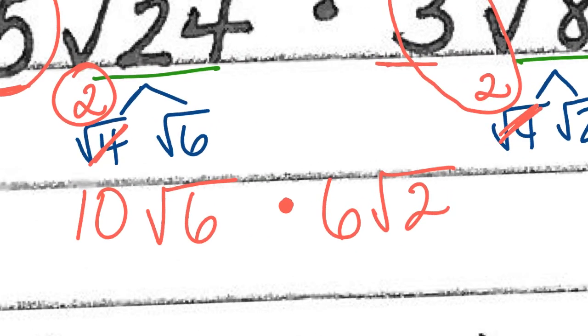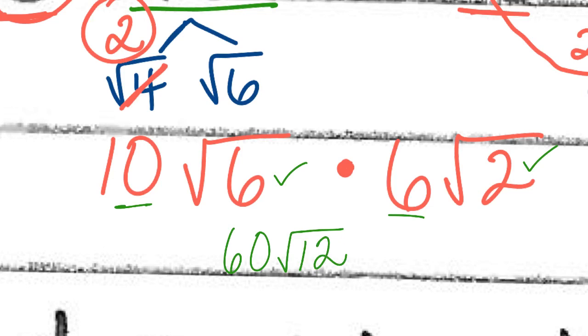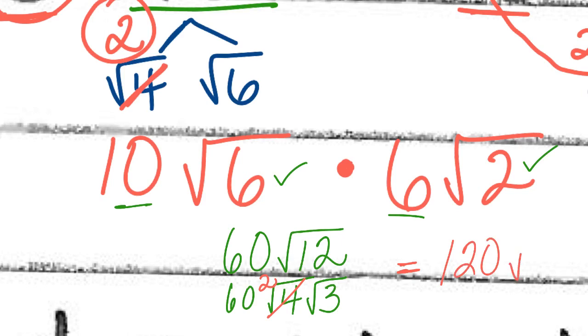But as you can see, I can continue. So let's continue to multiply. 10 times 6 is 60. Root 6 and root 2 is root 12. And you're thinking, wait, there's another perfect square in 12. Yes, there is. I can break this down to 4 and 3. The square root of 4 is 2. It looks like our final answer is 120 times the square root of 3.